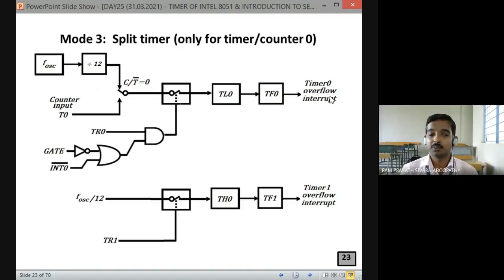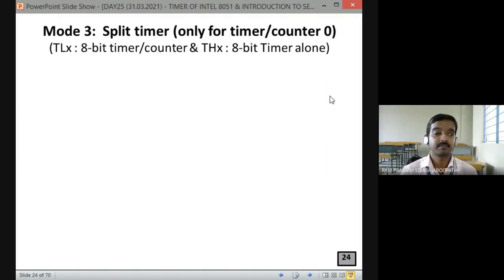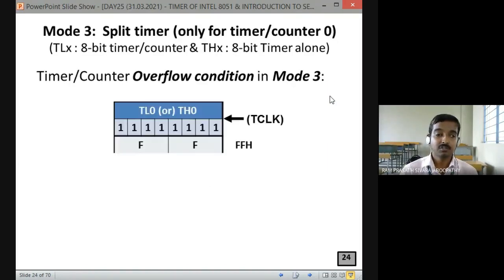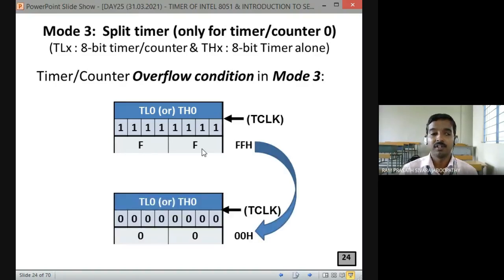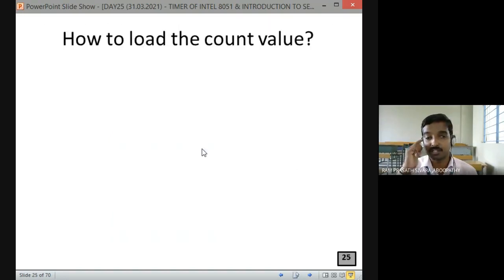Now the very important thing we are going to discuss is how to load the count value. That's very, very important. We will go with 2 examples. The overflow condition for TL0 or TH0 is when it goes from FF to 00; at that point we get the overflow. Now the question is how to load the count value. Say I want to count 5, can I load 5 directly?